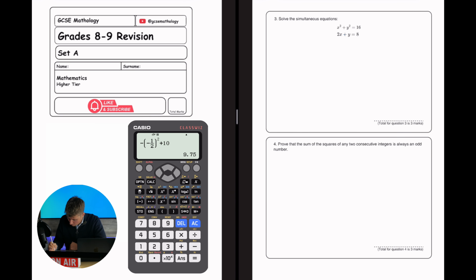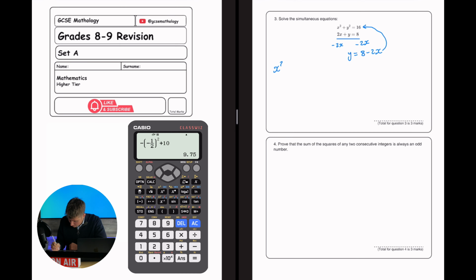So the first thing to do when we're looking at quadratic simultaneous equations is we need to make the linear equation that we're given equal to either x or y. So in this case, I'm going to make it equal to y. So to make it equal to y, I'm going to minus 2x from both sides, and this gives me y equals 8 minus 2x. And then we substitute this into the first equation.